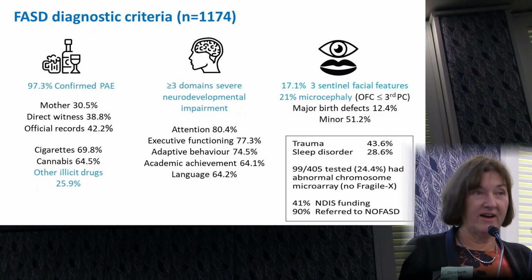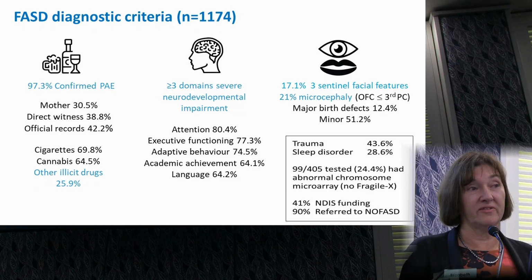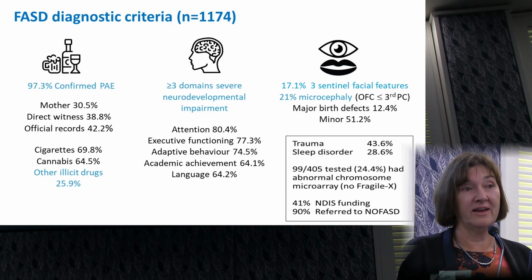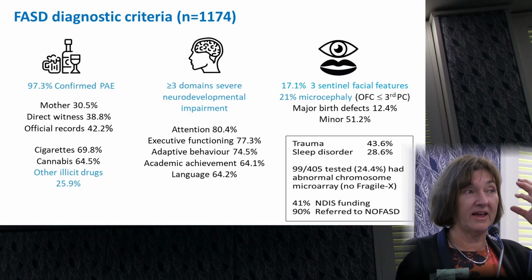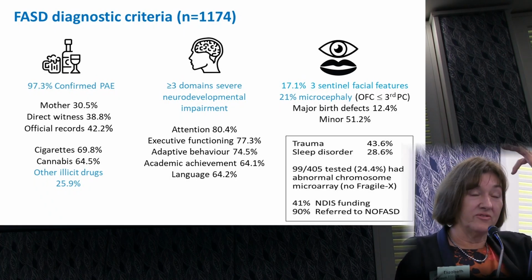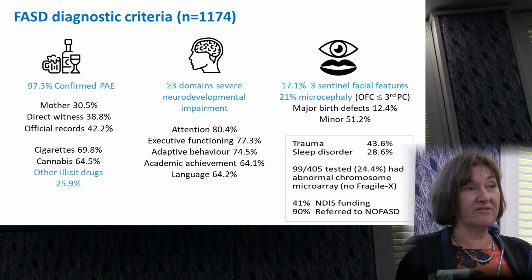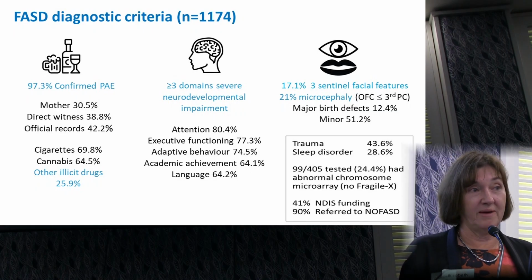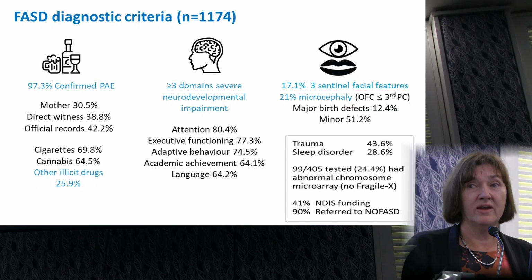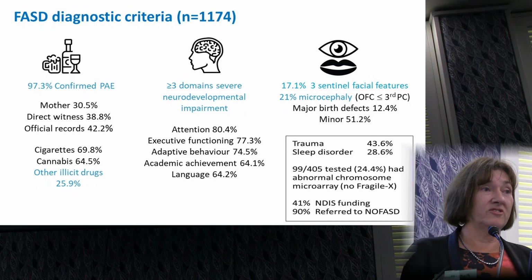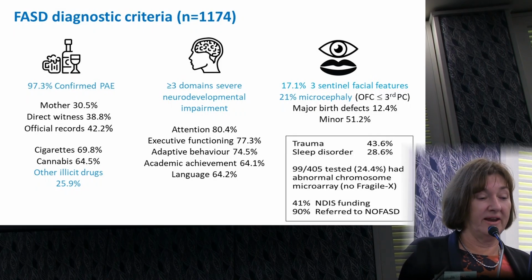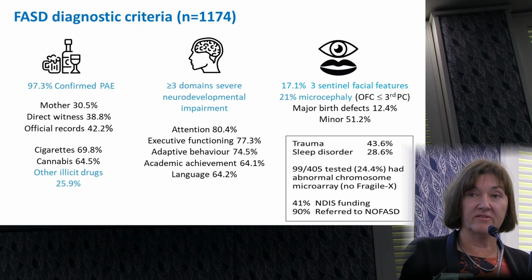Only 1 in 5 have the 3 of those characteristic facial features, but 1 in 5 of these children in the national data set have microcephaly. That is a head circumference that is smaller than 3 in every 100 children of the same age and sex. So in other words, they've had a brain injury sufficient to really impair the growth of that brain. And many of them have some minor or major birth defects.